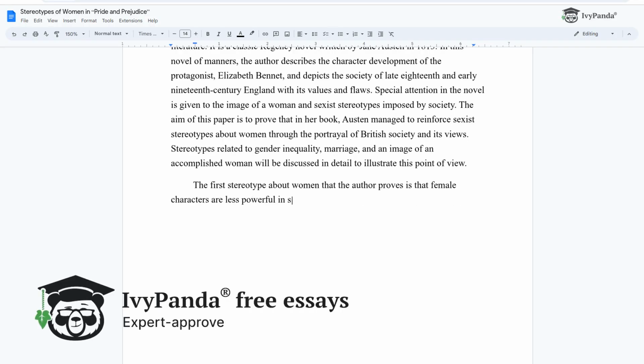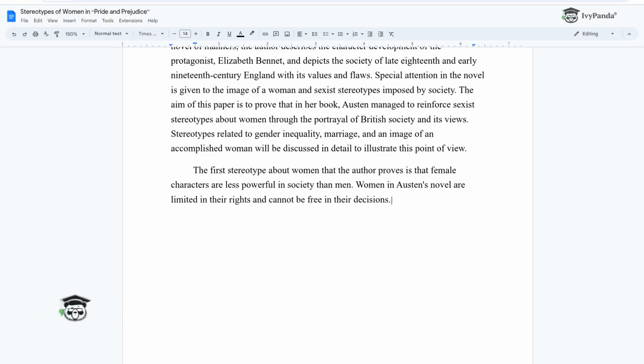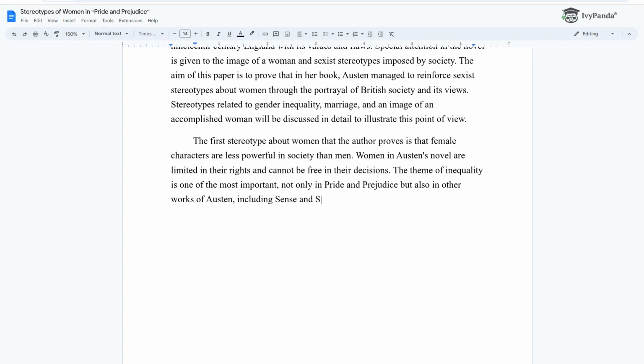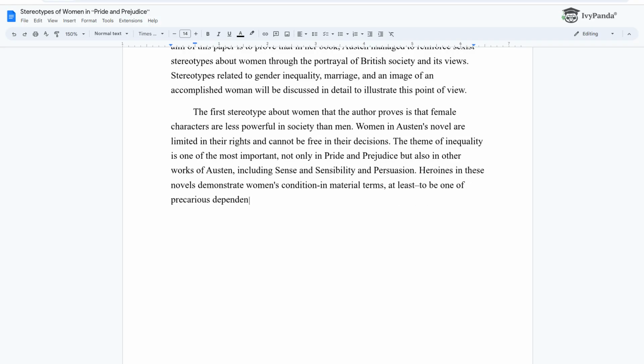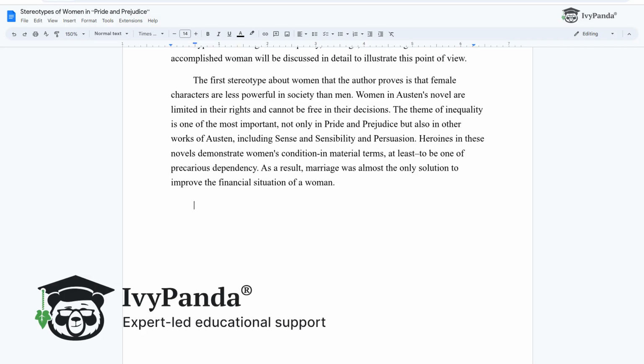in society than men. Women in Austen's novel are limited in their rights and cannot be free in their decisions. The theme of inequality is one of the most important, not only in Pride and Prejudice but also in other works of Austen, including Sense and Sensibility and Persuasion. Heroines in these novels demonstrate women's condition in material terms, at least to be one of precarious dependency. As a result, marriage was almost the only solution to improve the financial situation of a woman.